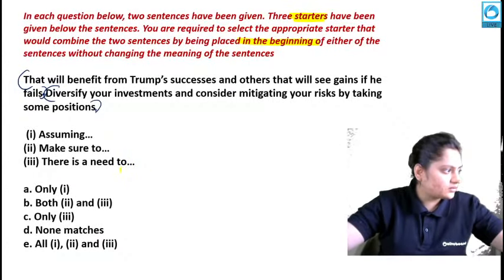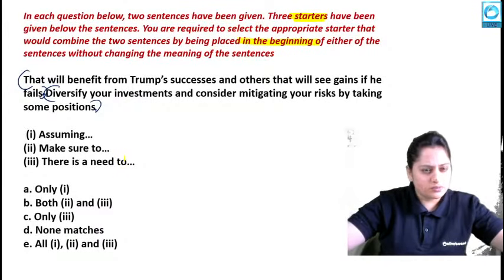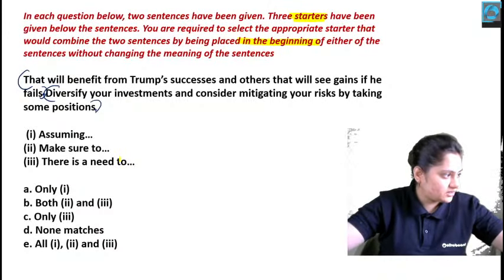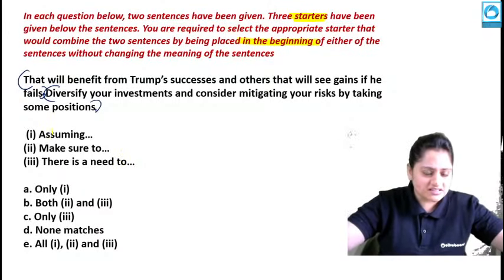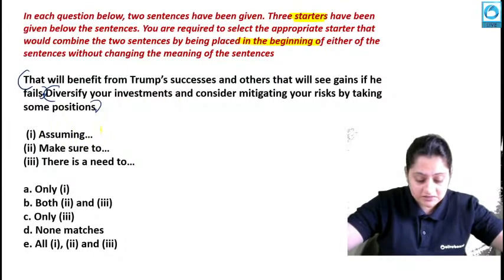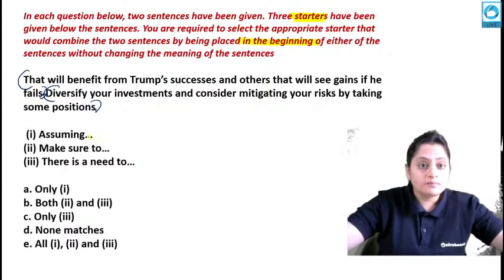Okay. Now, assuming you cannot start with it. Okay, so this is cancelled. It cannot be in the beginning. I do not get any point which I can connect if I start with assuming. Okay. Only one cannot be your answer, guys. Some of you are marking option A. No. What I'll say is, make sure, there is a suggestion given.